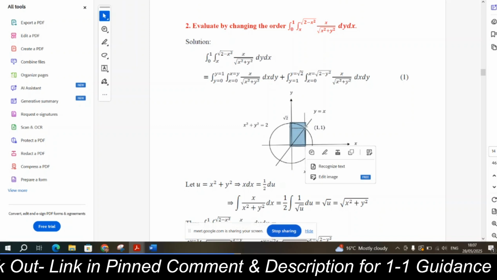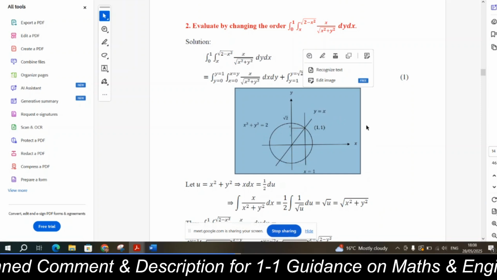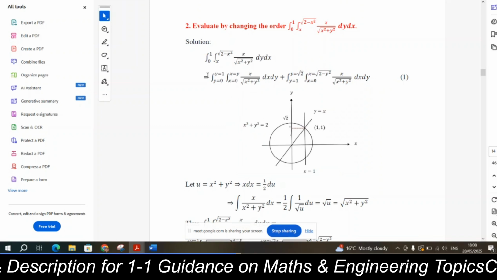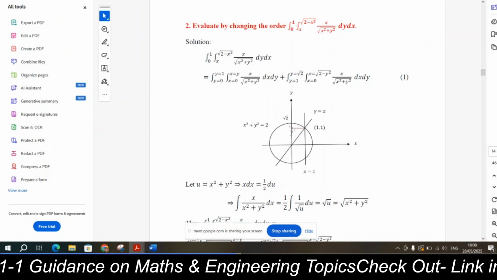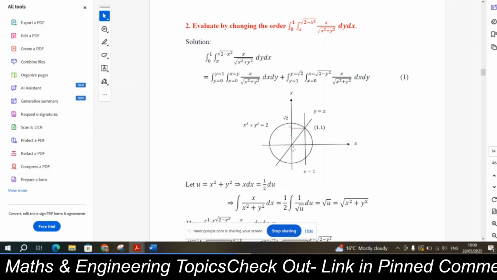Again, over here, I don't see the need for changing the order, but you have been asked to change the order in this particular question. So, how does it actually help you? Let's see. You're clear with what area we are focusing on? Yes, sir. Okay, not the lower part, only the upper part. Basically, you can call this a sector of the circle. So, for this particular sector, the x values were 0 to 1.